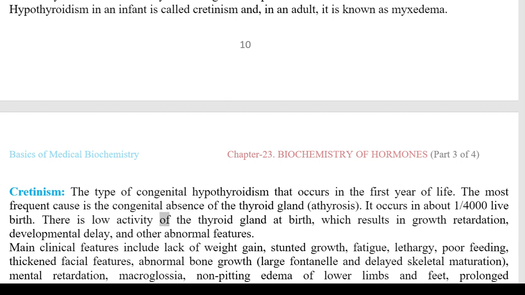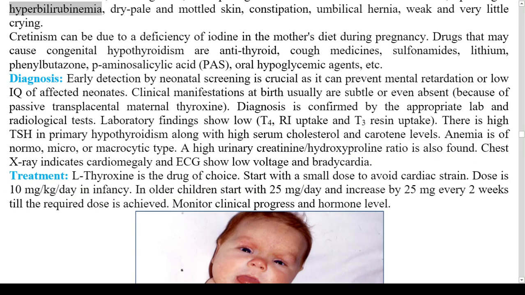There is low activity of the thyroid gland at birth, which results in growth retardation, developmental delay, and other abnormal features. Main clinical features include lack of weight gain, stunted growth, fatigue, lethargy, poor feeding, thickened facial features, abnormal bone growth, large fontanelle and delayed skeletal maturation, mental retardation, macroglossia, non-pitting edema of lower limbs and feet, prolonged hyperbilirubinemia, dry pale and mottled skin, constipation, umbilical hernia, weak and very little crying.